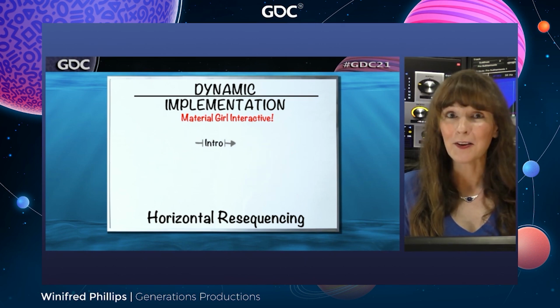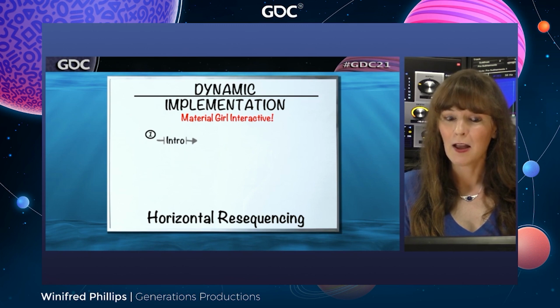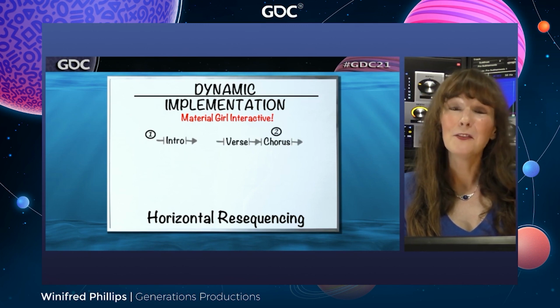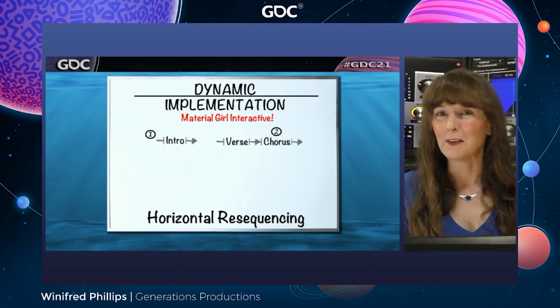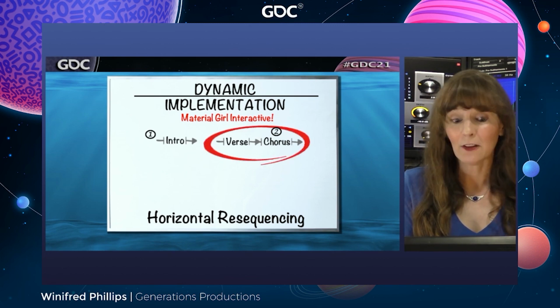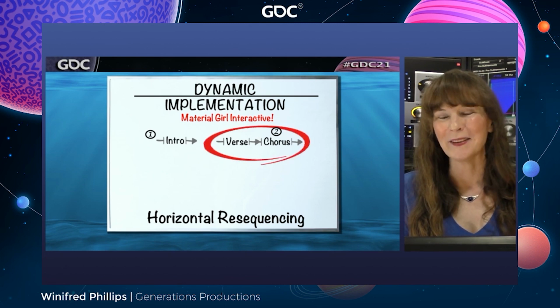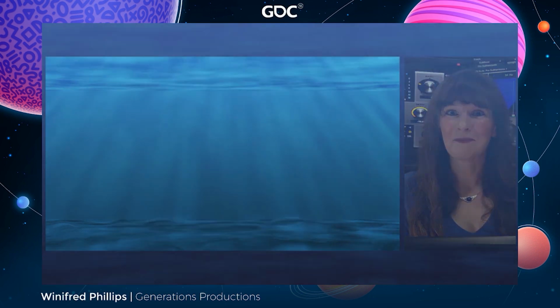Now as the level starts, we hear the intro segment, which only plays once. This transitions right into the verse and chorus, which is combined into one segment that's essentially the main loop. So let's take a look at that.